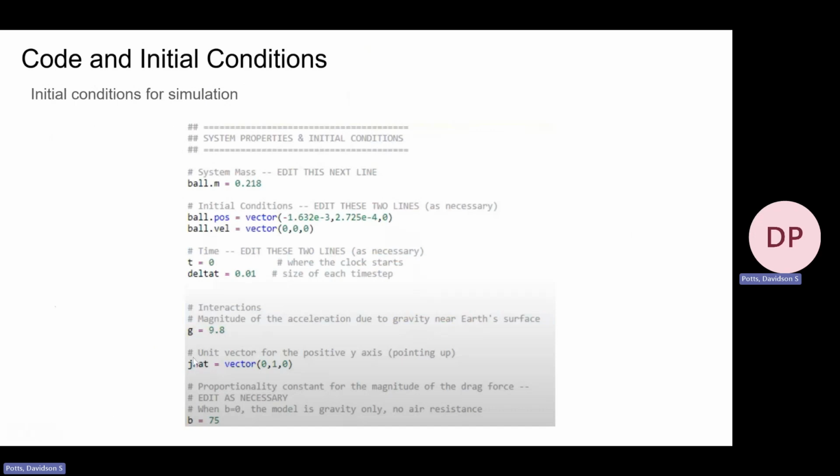Basically, we just have the value of G, and then the j hat vector is the direction of G in this instance. And then we have to use trial and error to find the constant of drag force.